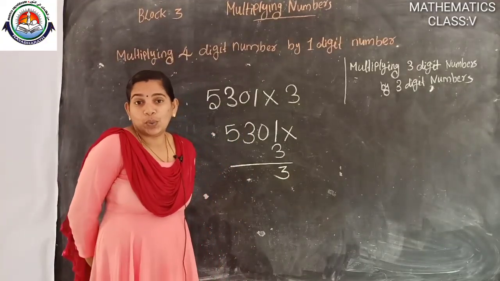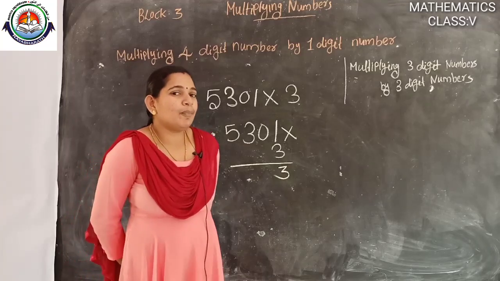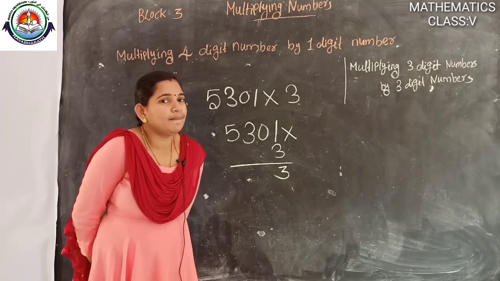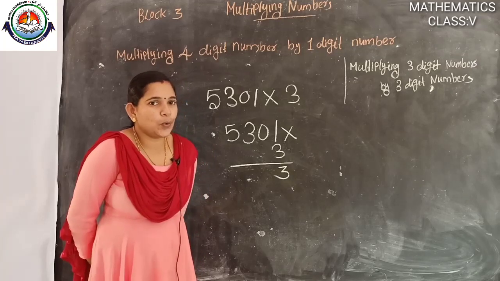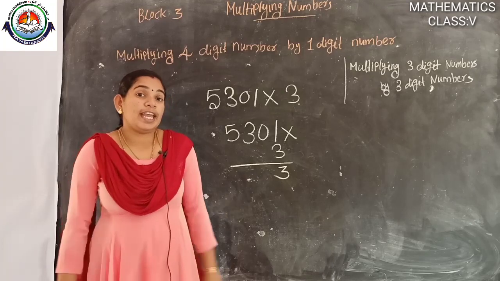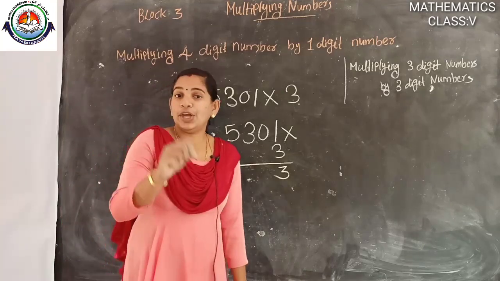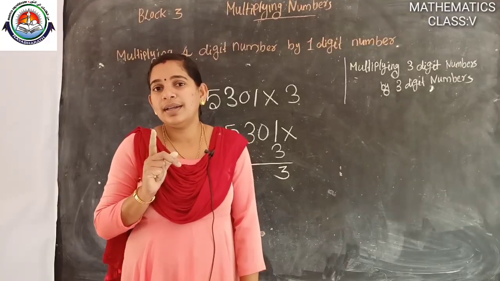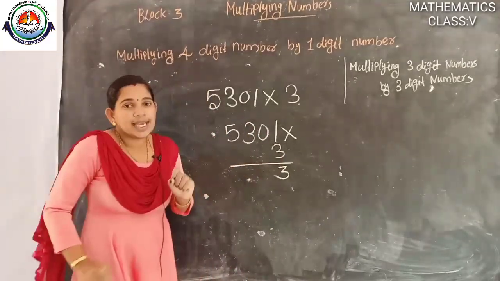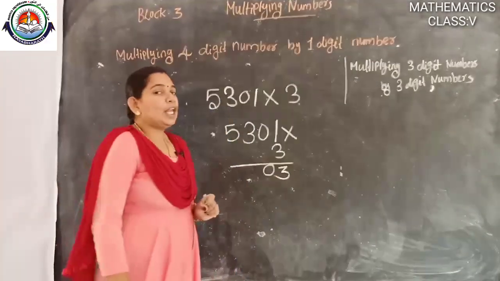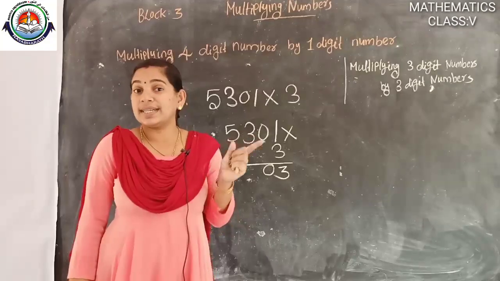Then next, tens place 0. 0 into 3, what is the value? 3 or 0? In the previous class I told you, any number multiplied with 0, we get 0 itself. Do you remember? Okay, 0 into 3 is 0. Very good.